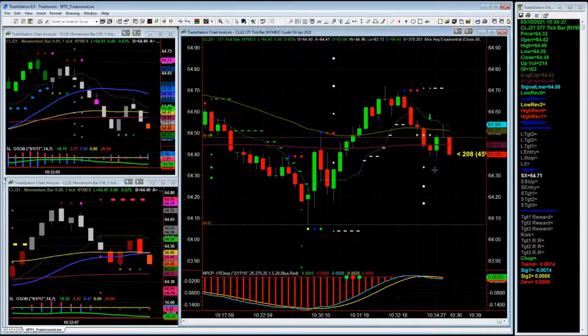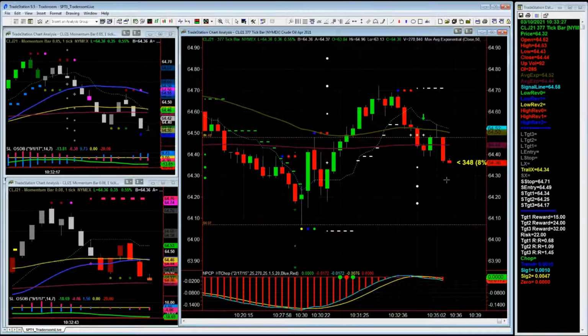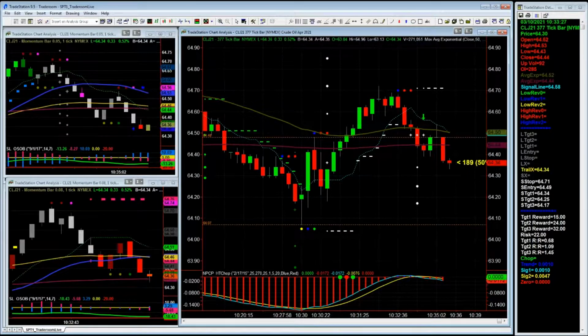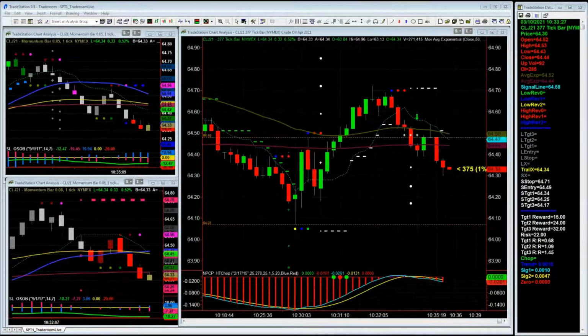But we got to get through the support here at 39, at 40, whatever, and see if, there we go. So we still are not there yet. We have to get to 34. There it is. Move your stop to break even, everybody. Move your stop to break even.